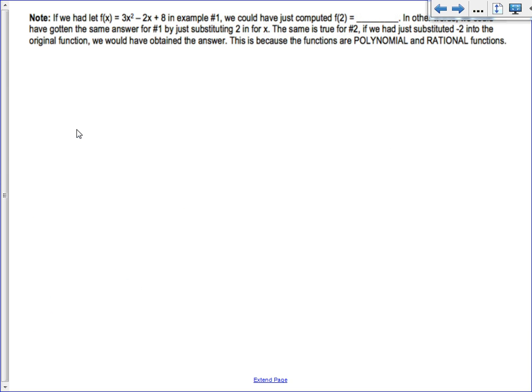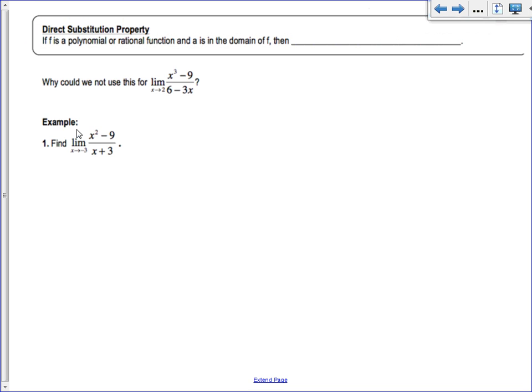All right, so it says, if we had let f of x equal 3x squared minus 2x plus 8 in example 1, you could have just computed f of 2, which was 16. In other words, you get the same answer by just substituting 2 into x. Same is true for number 2. If you just substitute in negative 2, you get the answer. This is because with polynomial and rational functions, you can do that substitution, except when your rational function has 0 in the denominator. Then you have to manipulate it in some way.